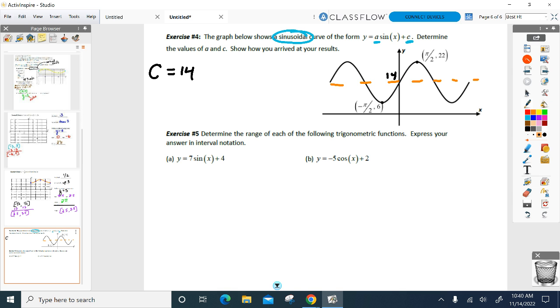And now the A value. Here's your A value. You got to find the C value first. The A value is how far away this line is from each of them, which should be the same. That's how far the midline is between the max and the min, and it should be the same on both sides. How far is it from 14 to 22? How far is it from 6 to 14? Both 8. Yep.